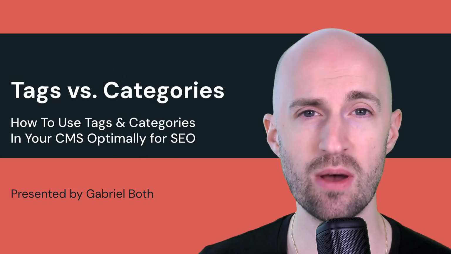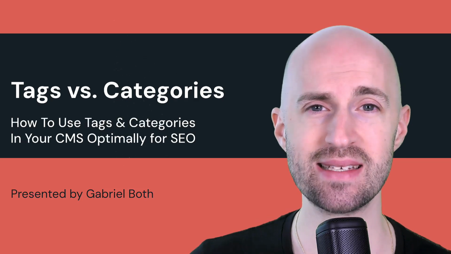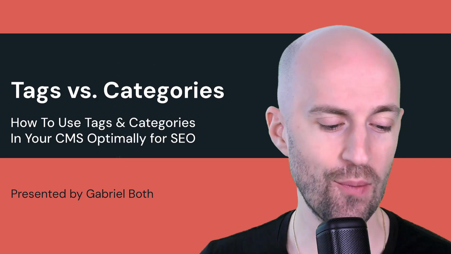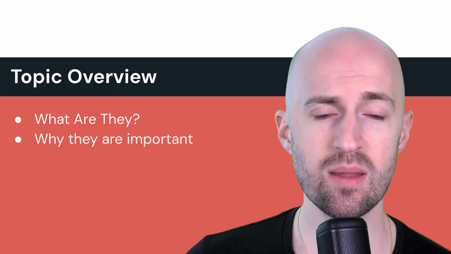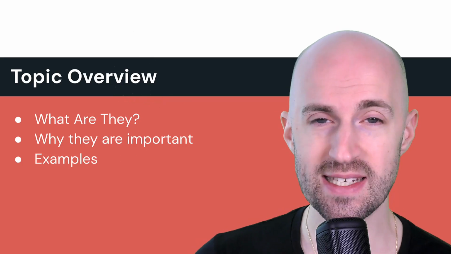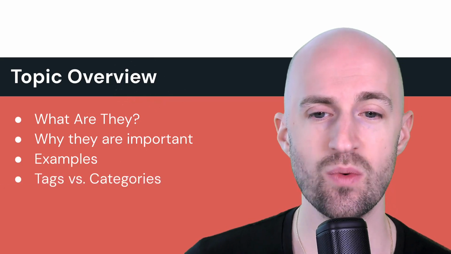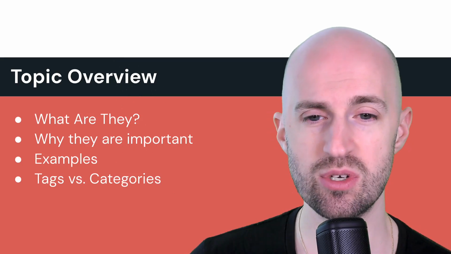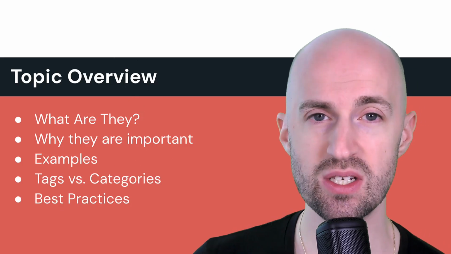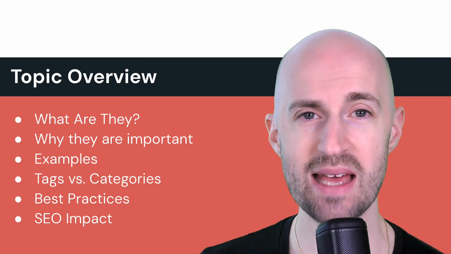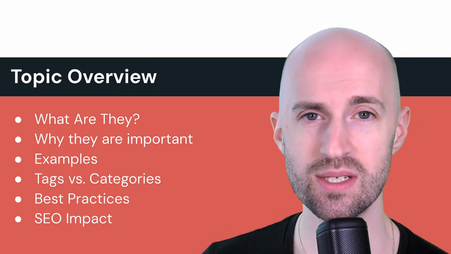In this video, we'll be talking about tags versus categories and how to use tags and categories in your content management system optimally for SEO. So in this video, you'll learn what are tags and what are categories and the benefits of each one in terms of SEO. Then we'll go through a few examples of each and how to use them. And we'll compare what the differences are, mainly from a technical and a content perspective. And then we'll go through some best practices around how to use tags and categories. And finally, we'll go into the SEO impact of tags and categories.